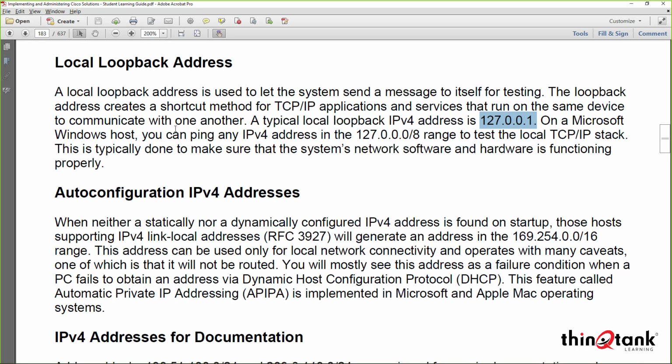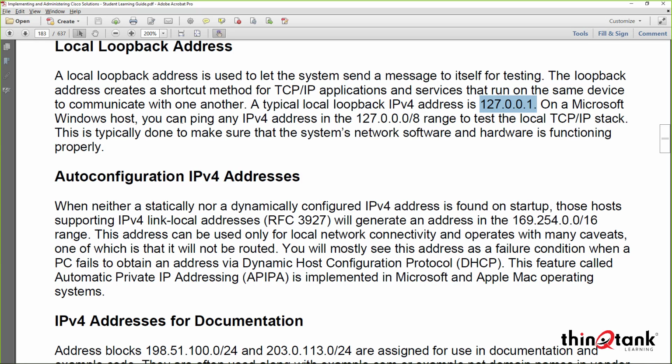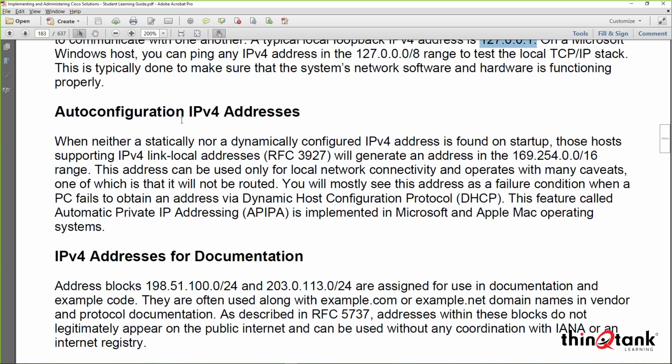Remember, back in the day, we used to have to install the protocol stack separately from the operating system. So we had to have a way of testing the protocol stack to make sure that it was functional. And then we could go on and test our network interface card and so on.